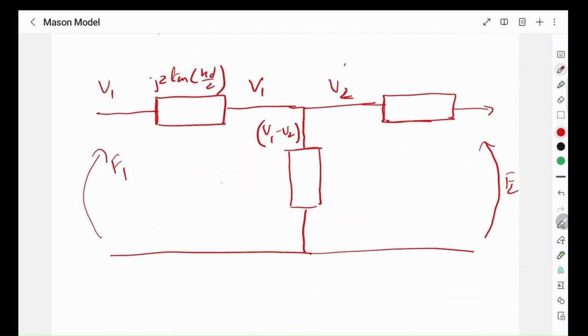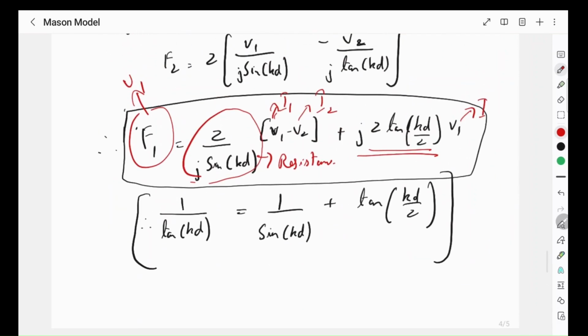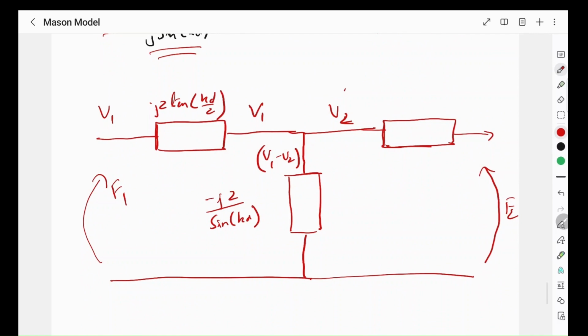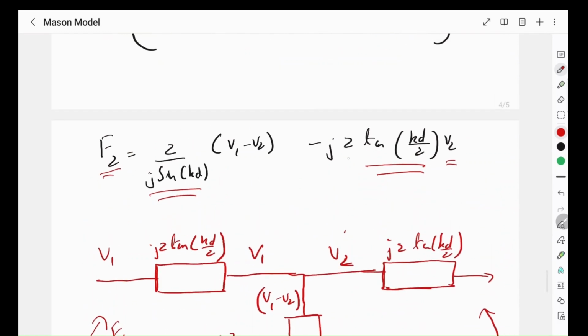So what is this? This is minus J Z divided by sine KD. From here, J Z by sine KD. You're just getting this J up, so you put a minus here and you get minus J Z by sine KD, and this is J Z tan KD by 2 from here.